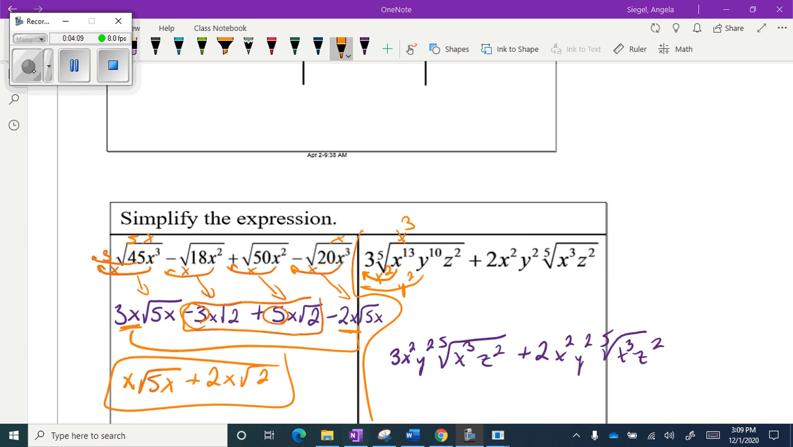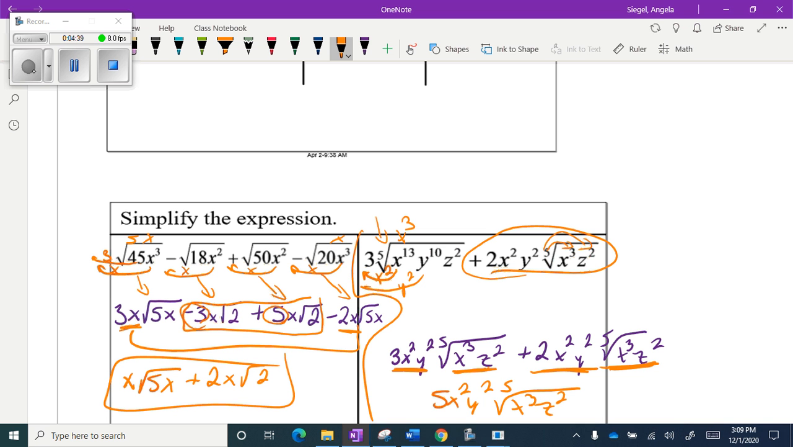Okay, so for this one, I was able to simplify this first one, but the second one, I wasn't able to simplify because 5 goes into 3, nope. 5 goes into 2, nope. So everything just had to stay put. But notice that I have the same index and radicand here. So then I can just add 3x squared y squared plus 2x squared y squared is 5x squared y squared, and then times the 5th root of x cubed y squared. So this is my final answer.